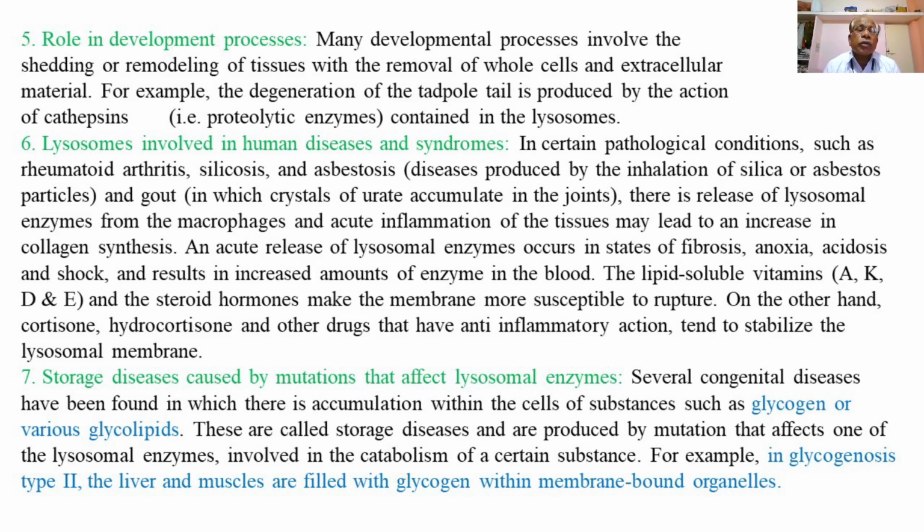So hormones like cortisone or hydrocortisone protect the lysosomal membrane, preventing the release of lysosomal enzymes in the cell. But in certain disease or pathological conditions, there may be a release of lysosomal enzymes in the cell, which can lead to several human diseases and syndromes. Then next function, storage diseases. The lysosomal enzymes also cause the storage diseases caused by mutations that affect lysosomal enzymes.